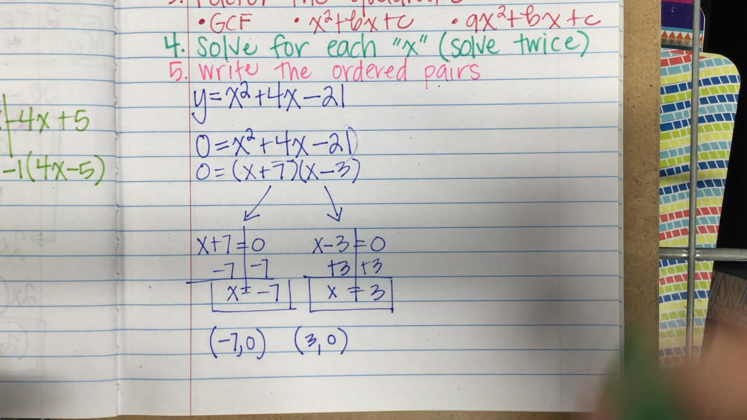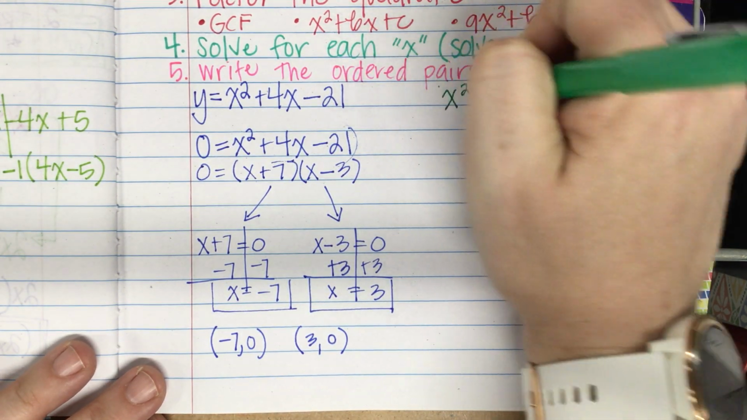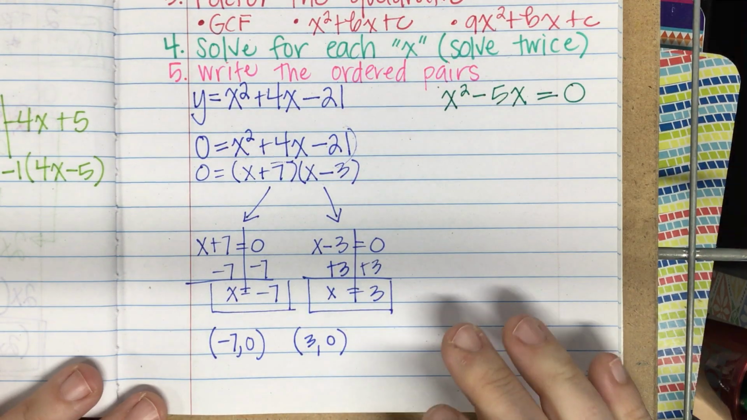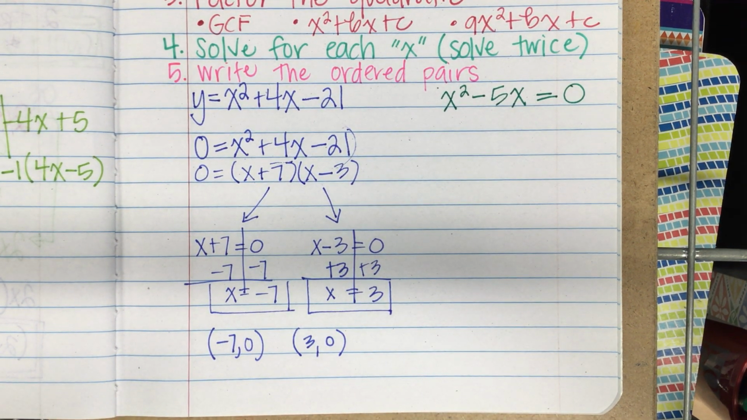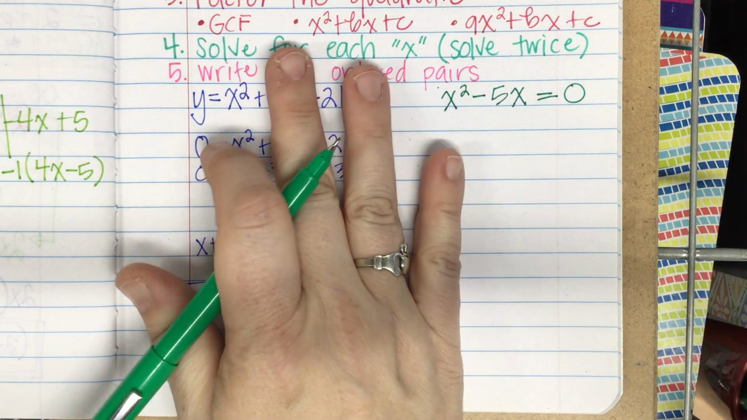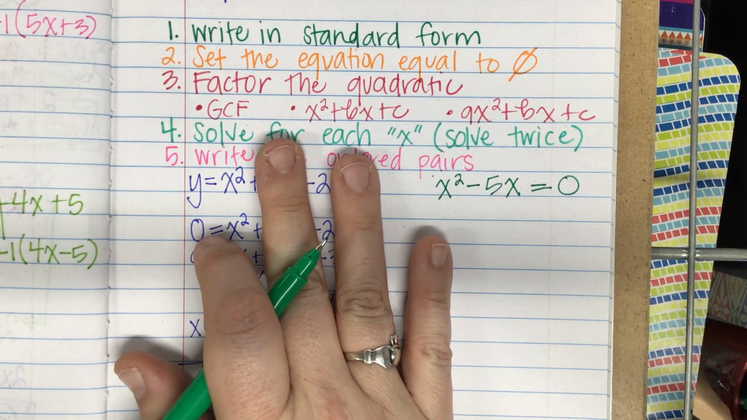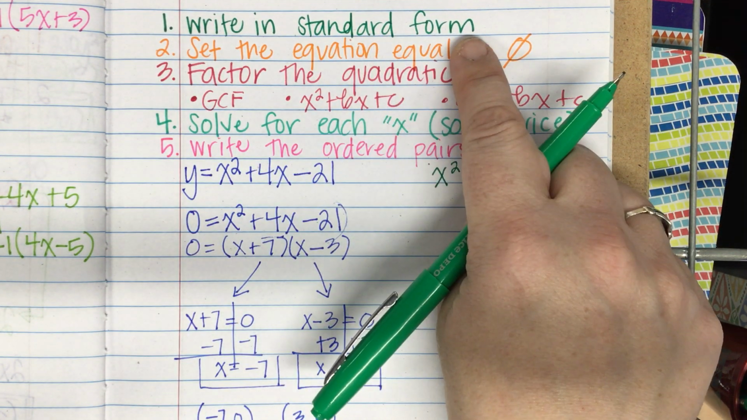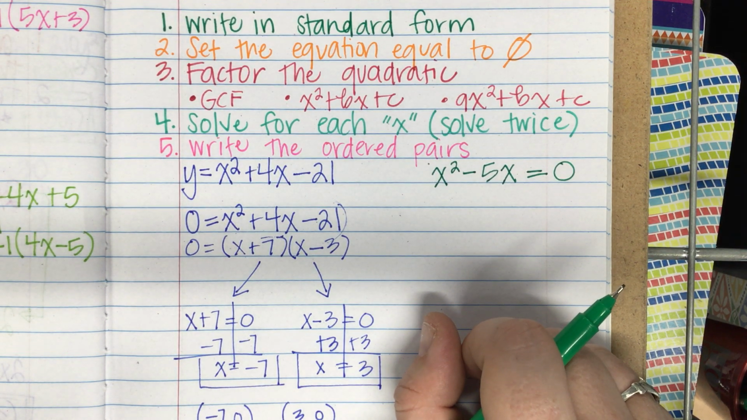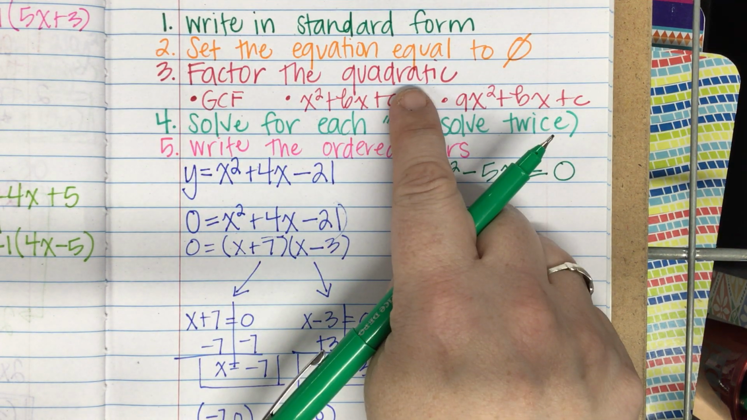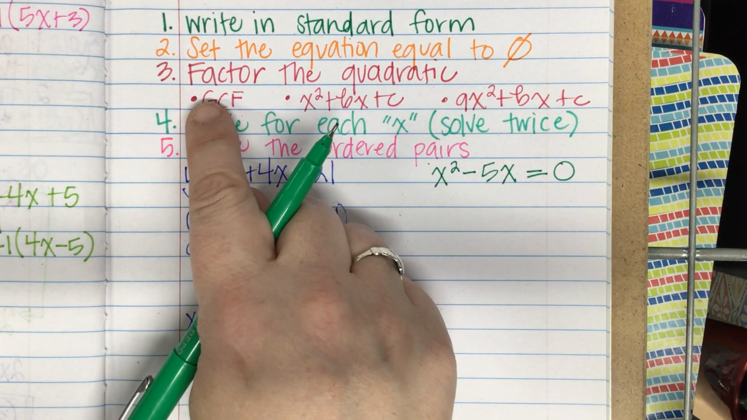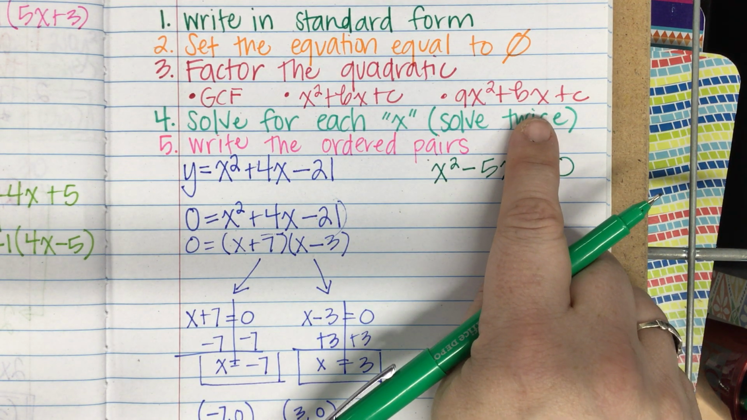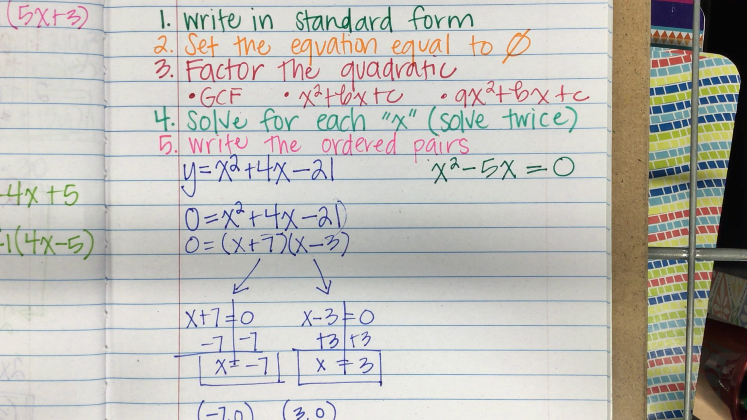Let's try another one. X squared minus 5x equals 0. Step number 1, write in standard form. Is this in standard form? Yes. Step number 2, set the equation equal to 0. Is it equal to 0? Yes. Step 3, factor the quadratic. There are 3 types of factors. Is it a GCF? Is it easy? Or is it hard? GCF, right? It's a GCF.